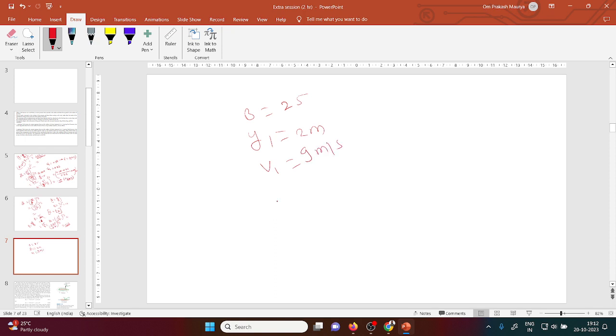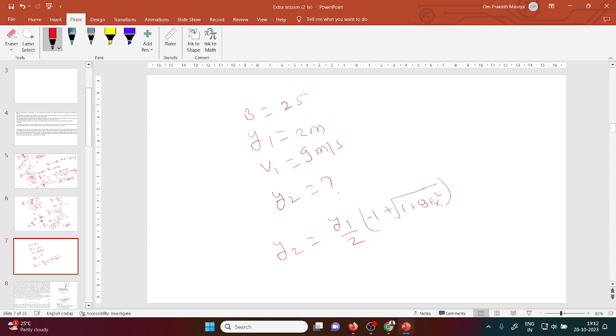The flow depth after the jump, that is Y2. So the formula is Y2 equals Y1 by 2 times square root of 1 plus 8 F R1 square, minus 1. I think you know this formula already. Yes, sir.